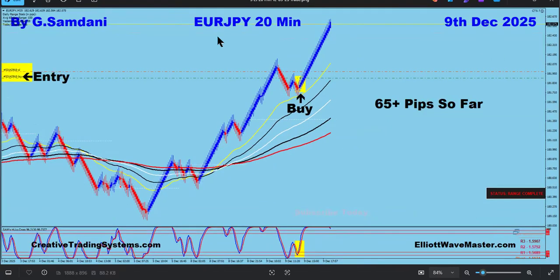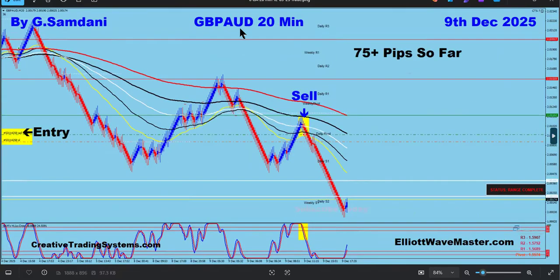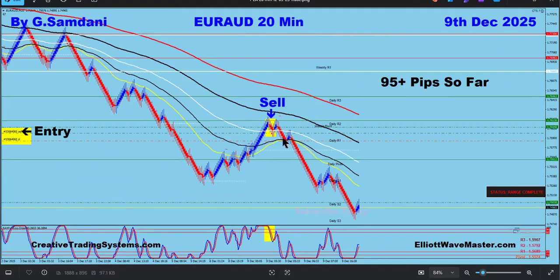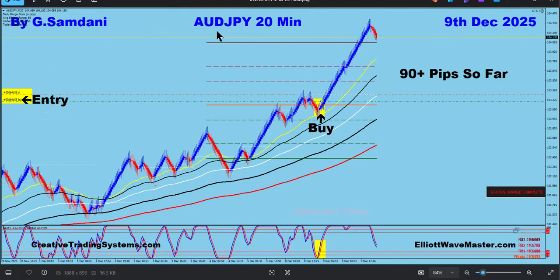On the 9th, also Euro yen. Yen was getting weaker, so all yen pairs went up. Right, 65 pip here. Now this one, pound Aussie, on the 9th, it dropped from here to here. That's 75 pip. From here to this yellow mark, current price, right? That's 75 pip. Euro Aussie, similar, same thing, drop for 95 pip. On the 9th, Aussie yen went up because Aussie was getting strong.